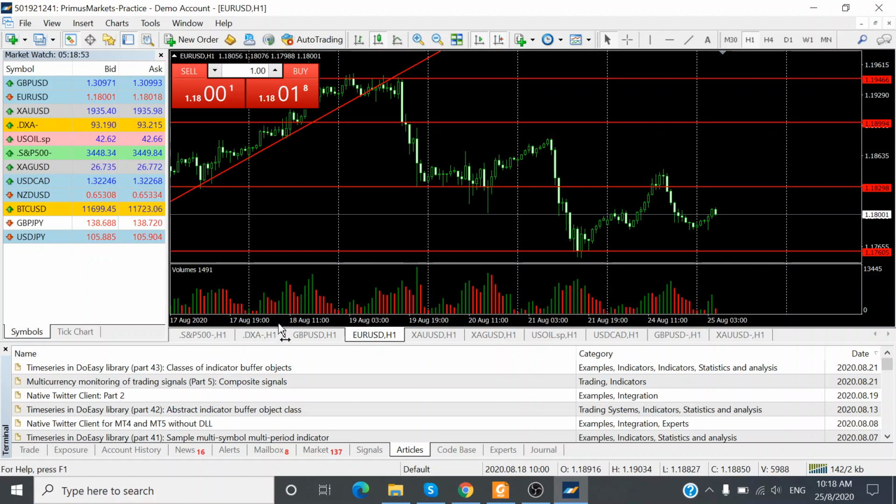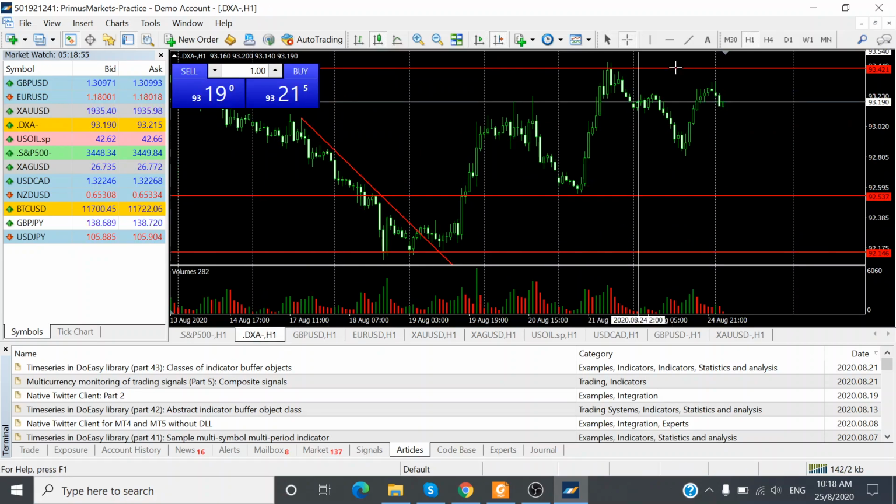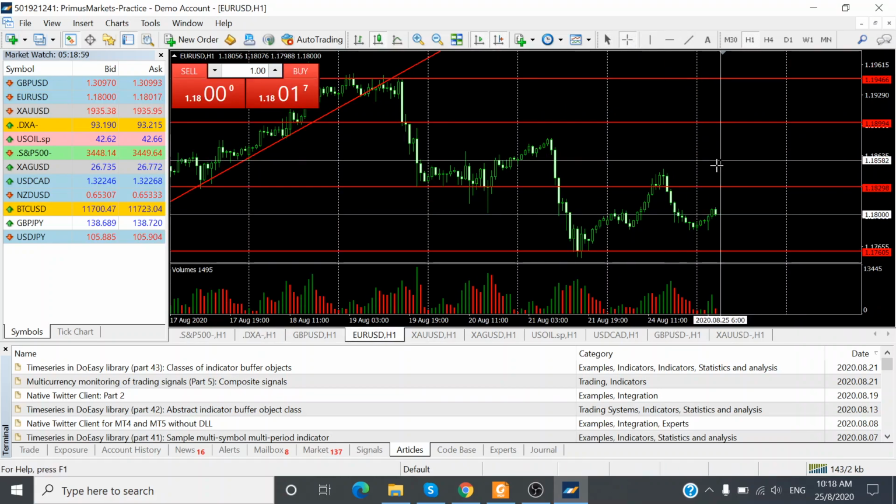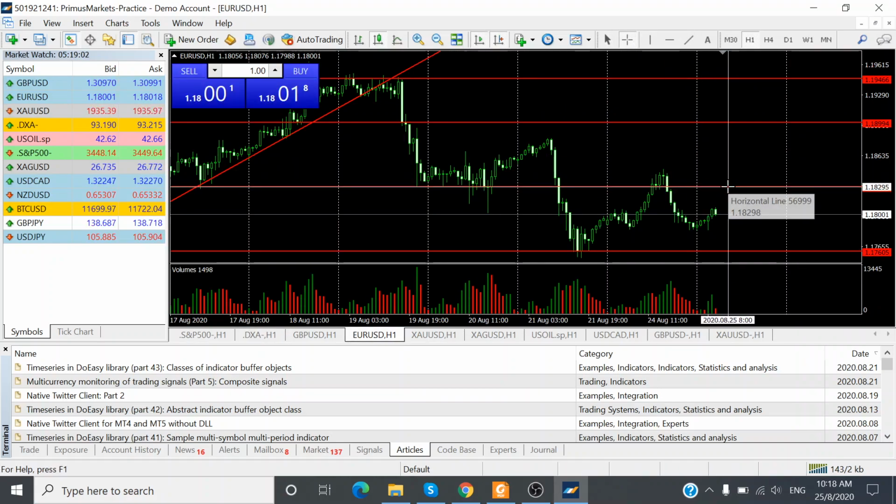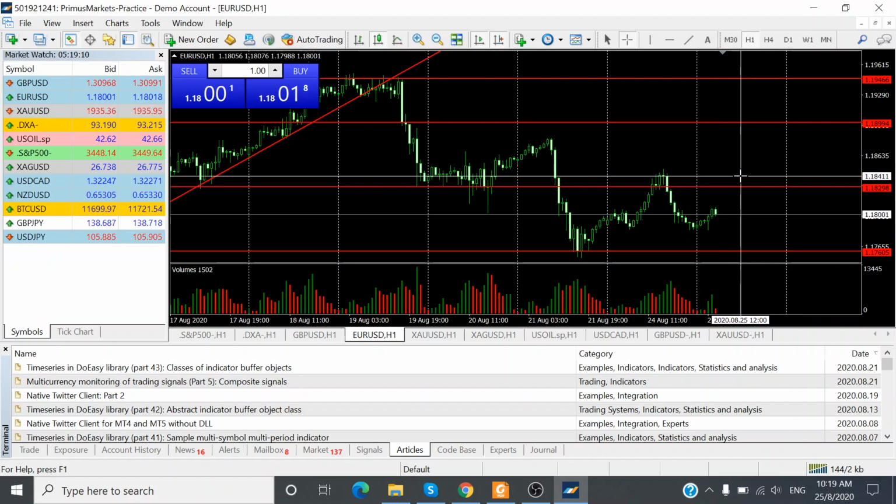Similar story for the euro dollar. If the US dollar weakens, we could see the euro dollar strengthen to test the next high. Initial resistance will be at 1.1829, which is about 30 pips to the upside, and the second resistance levels will be here at 1.1841 at about 40 pips to the upside.